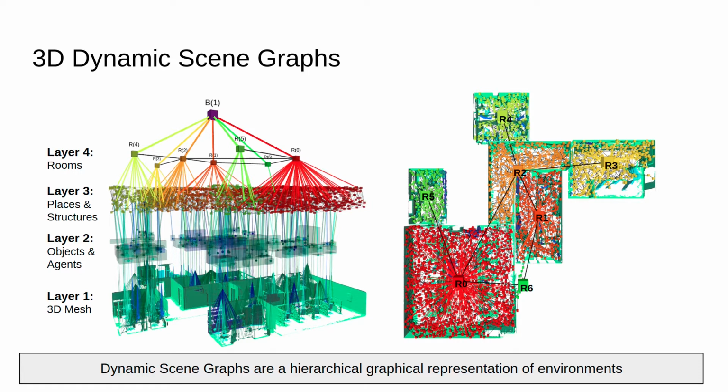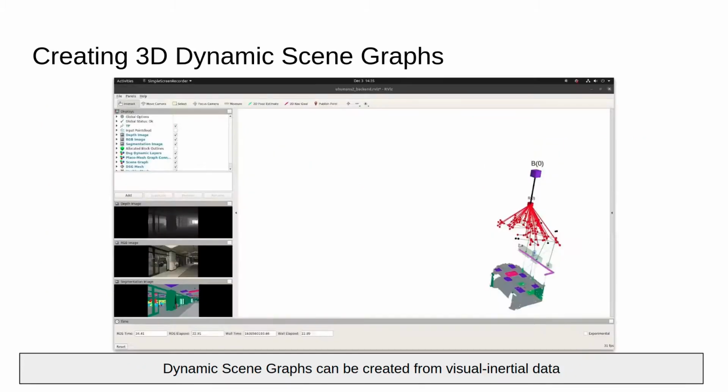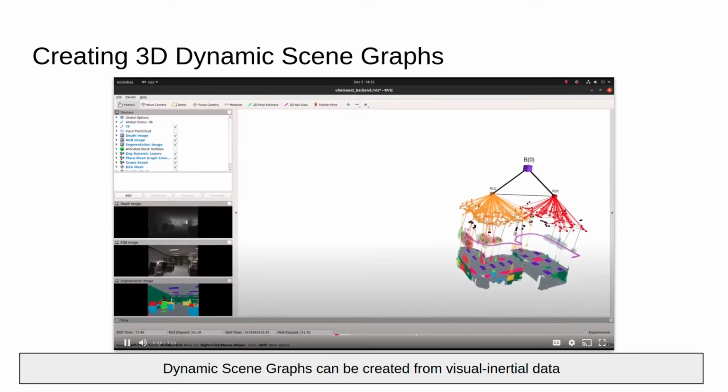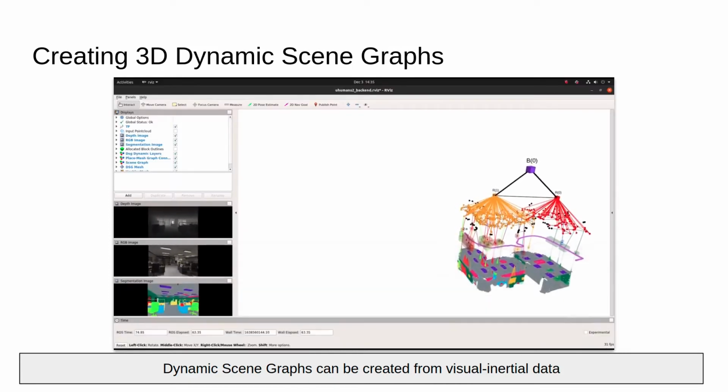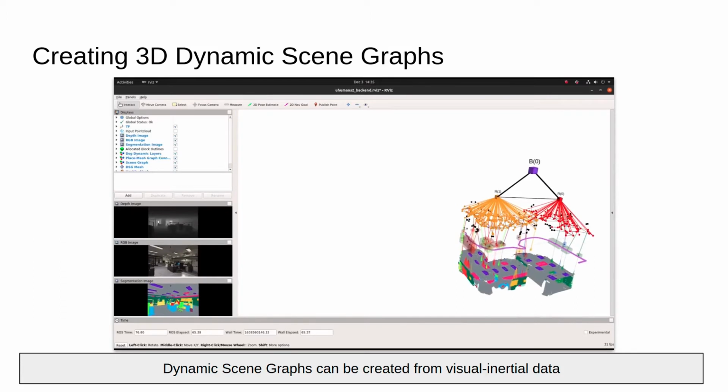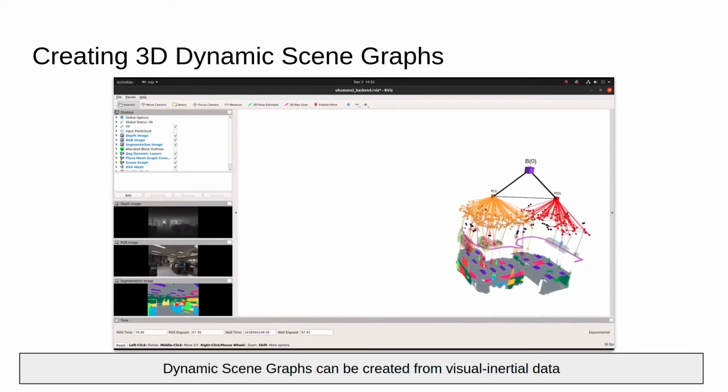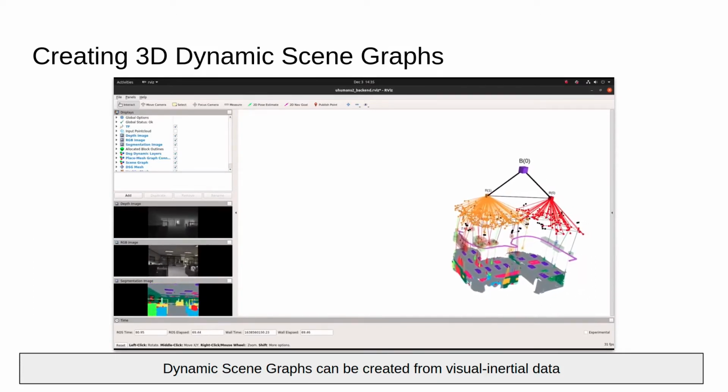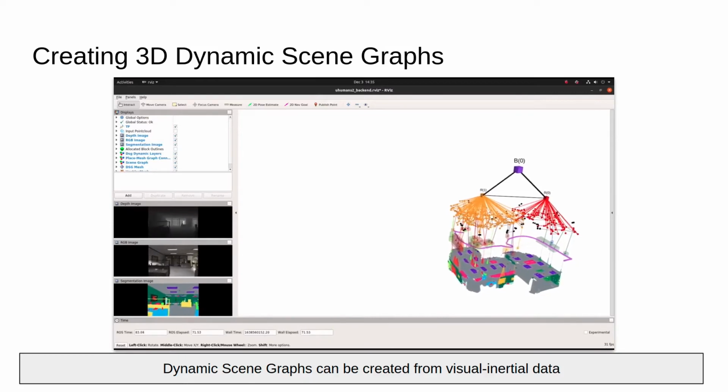The 4th layer contains rooms and hallways and is basically a floor plan. The final layer contains buildings and typically consists of a single node which can be considered the root of the scene graph. Dynamic scene graphs can be estimated directly from visual inertial data. Here, I'm showing the estimated DSG that is being constructed as an agent moves through a simulated office environment. The robot constructing the environment is shown in purple with the label 2A.